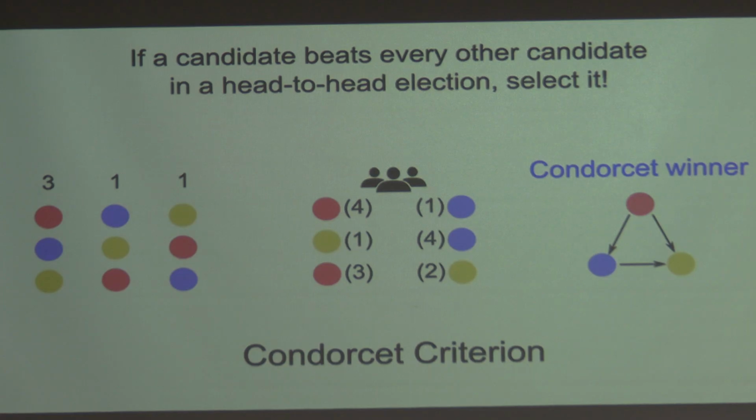The Condorcet criterion is a property of voting rules which says that whenever a Condorcet winner exists on an input, and note that it must be unique, the voting rule must pick that. If it does not exist, then we don't know, but whenever it exists, then you must pick it. That's the Condorcet property.